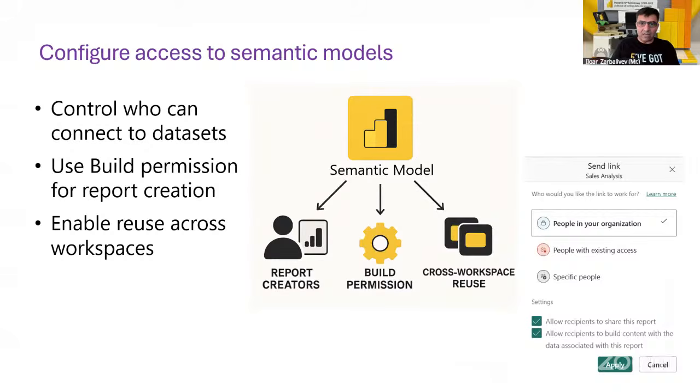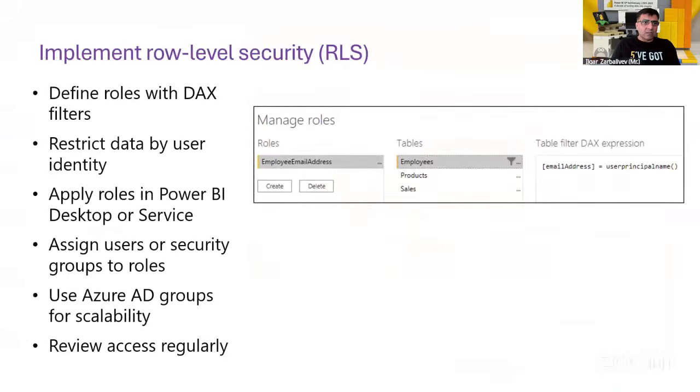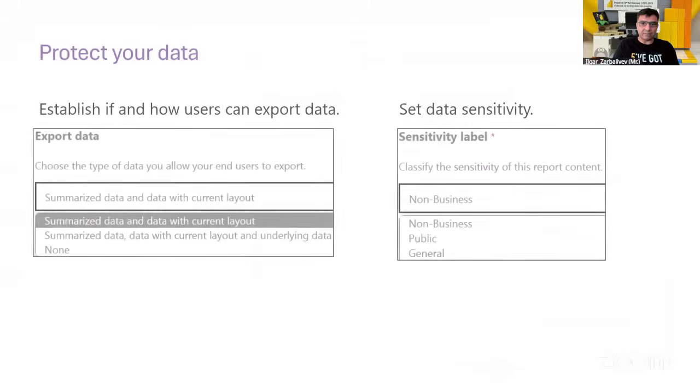Okay, now about row-level security. Row-level security, commonly called RLS, limits which rows each user can see. For example, a regional manager should only see sales from their own region. Row-level security is implemented using DAX filters and user assignments. In enterprise environments, Microsoft recommends assigning Microsoft Entra ID security groups rather than individual users because they are much easier to maintain.